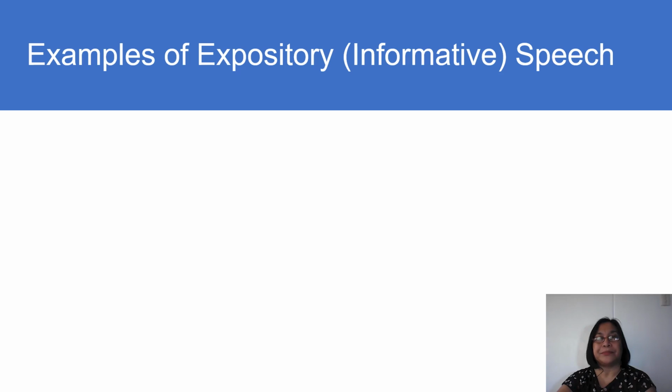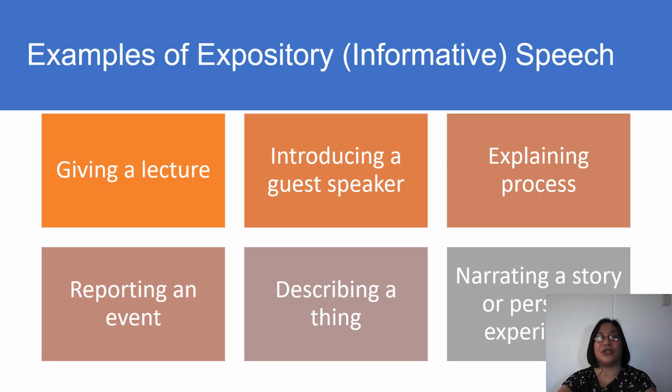So what are examples of this? The examples of speech to inform are giving a lecture. So you'll always hear this from your teachers. Introducing a guest speaker. So this is something that is unknown to the audience. Explaining a process is also another form of informative speech.